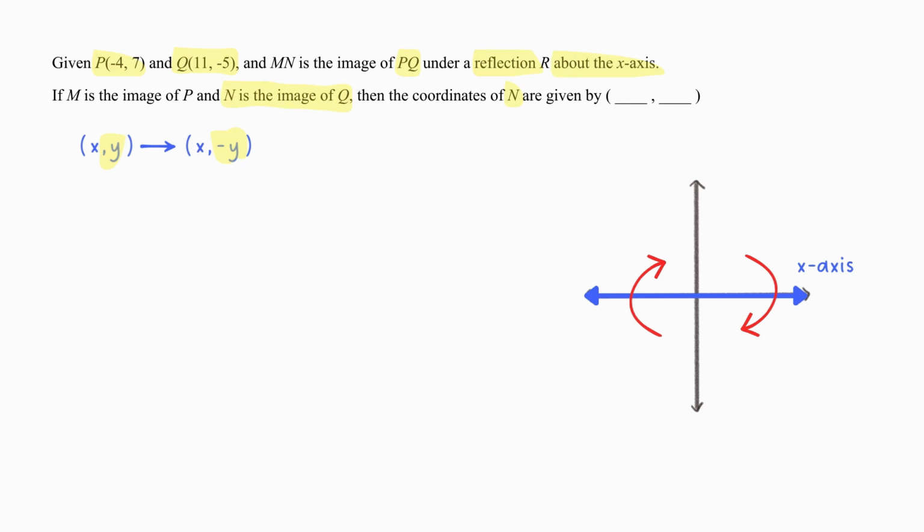Now let's take our point Q and apply that rule to find its image, N. Point Q is (11, -5). By keeping the x, 11 stays exactly as it is. The y value is -5. The opposite of -5 is +5. So point N is at (11, 5).